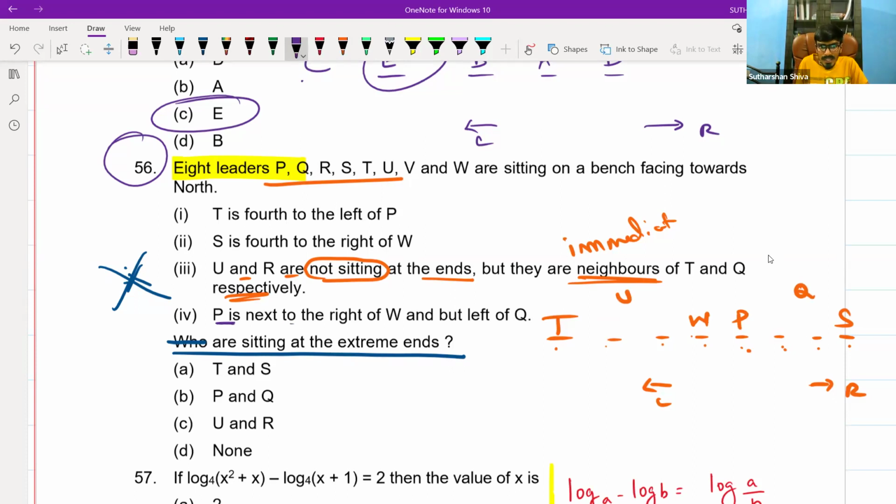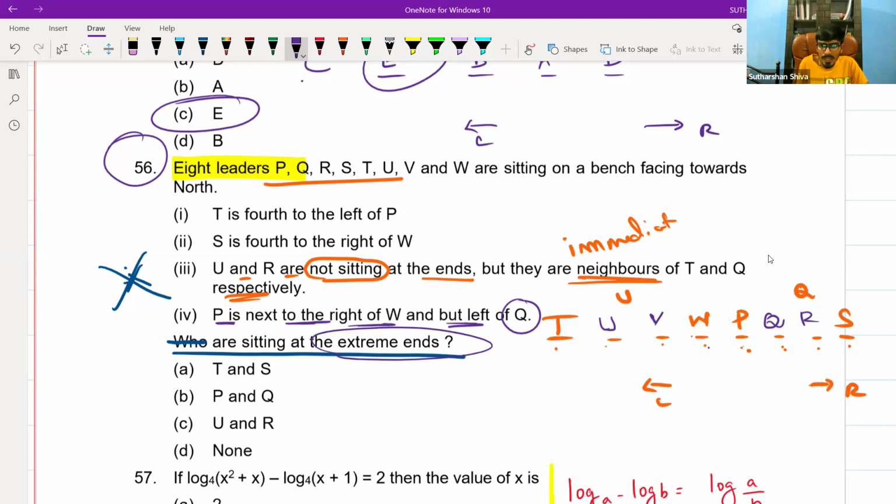P is next to the right of W. Yes, next to the right of W. But left of Q. Fine. Left of Q is there. So I will put Q, U over here. So P, Q, R I need to place. R I need to place it. R, S is done, T is done, U is done. B also I need to place it. I can put it in any way. B, R, anyway I can put it.